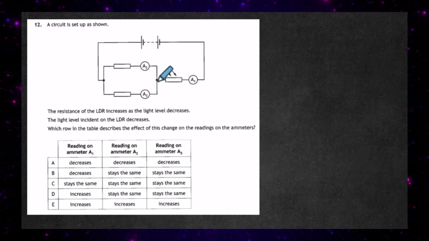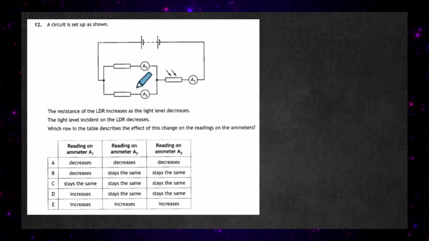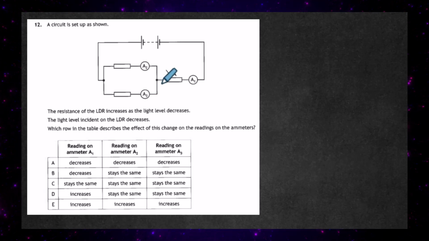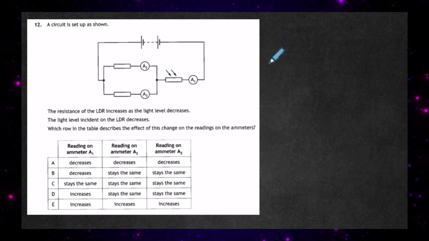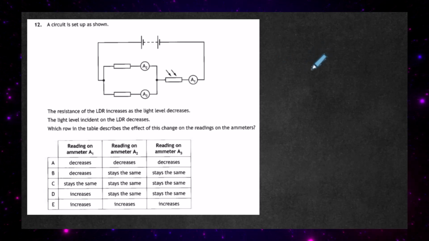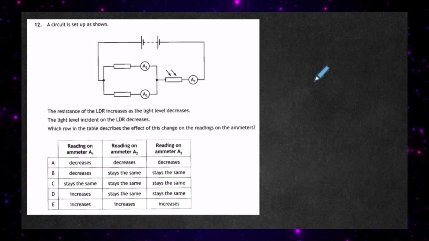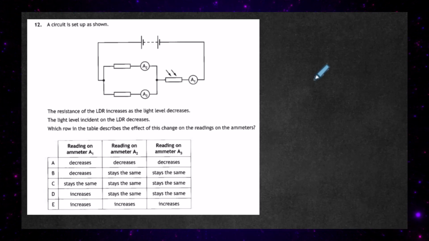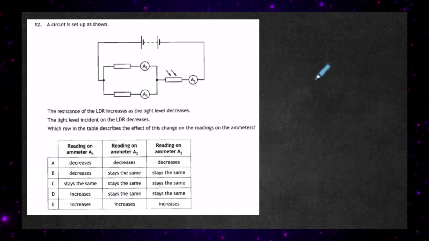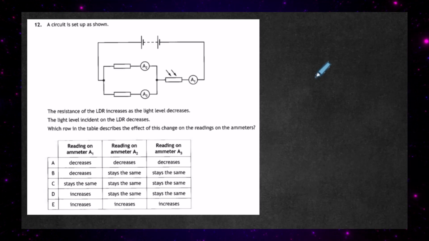And then we have this branch here, this parallel branch where the current is forced to split up. And both resistors are the same value, so therefore the current A2 and A3 will be exactly half the value of A1 because the current's just splitting up here. So let's see what's going to happen here. It says the resistance of the LDR increases as the light level decreases. In other words, as it gets dark, the resistance increases. The light level incident on the LDR decreases, so we're going into the dark, which shown in the table describes the effect of this change on the readings on the ammeter.